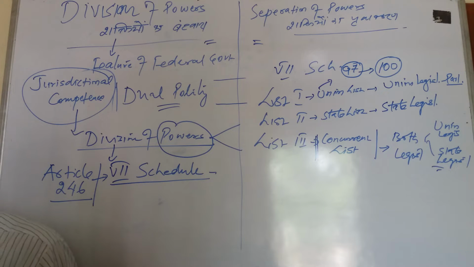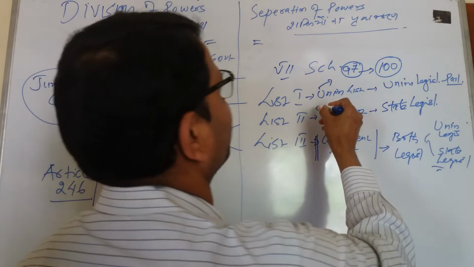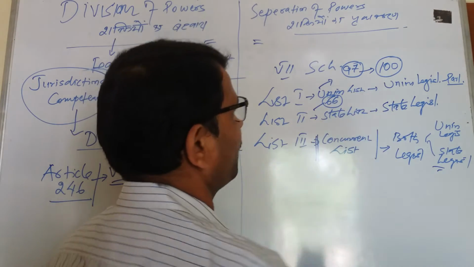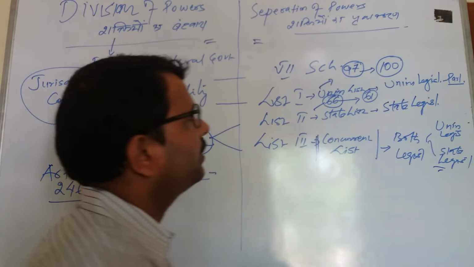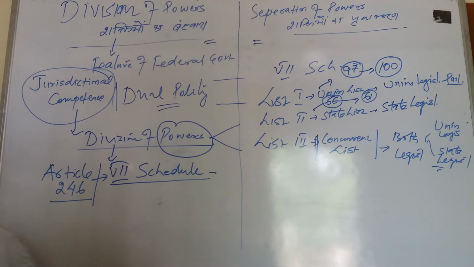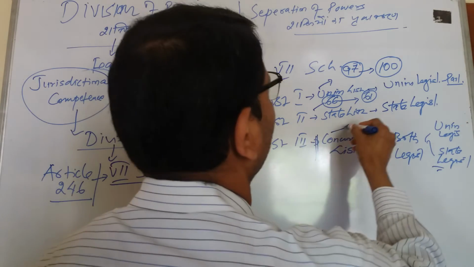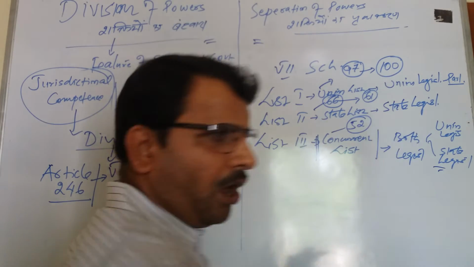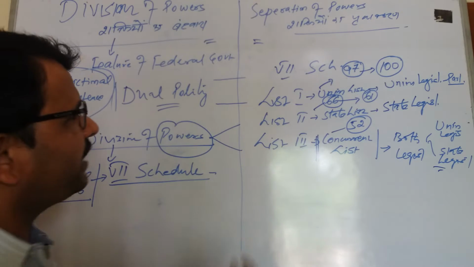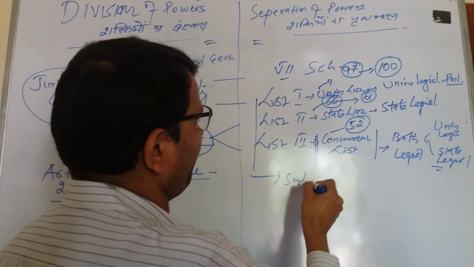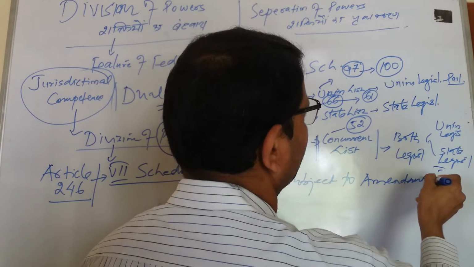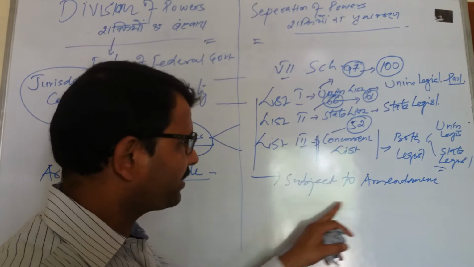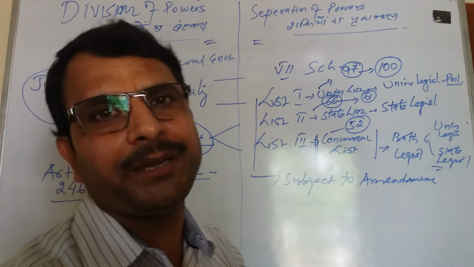Now over the state list, a total of 66 subjects were there earlier. Now this has come down to 61. So a total of 61 subjects are there as of now. And similarly for the concurrent list, there are as of now 52 subject matters. Now this list could be subject to amendment. It could be amended also. Who can amend this list? By Parliament, or by a state legislature, or both, or Parliament alone?